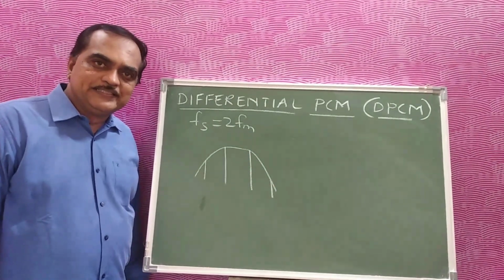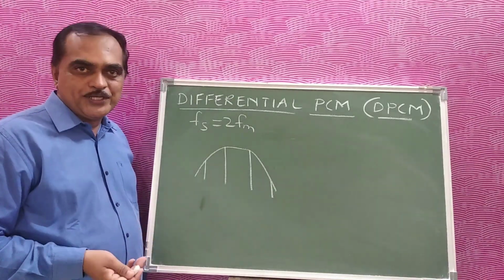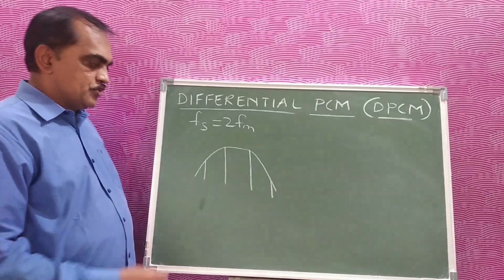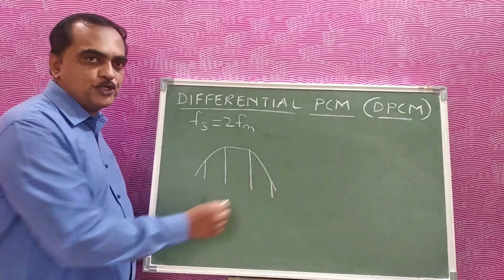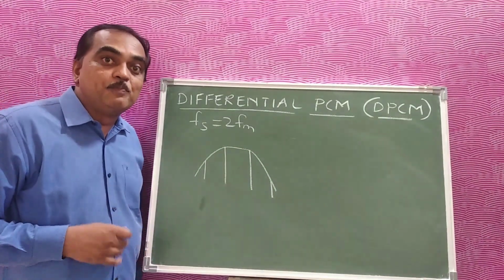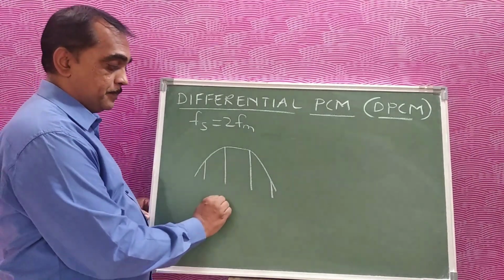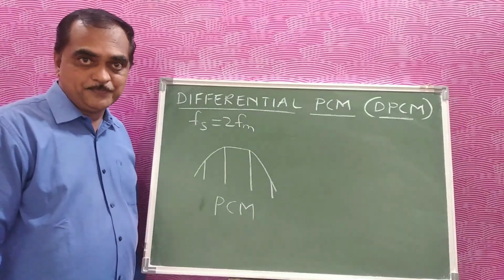And these samples you will quantize and encode into binary data, and you are going to send that sample value. Say for example, this is 1 volt, this is 2 volt, this is 2 volt, this is 1 volt. All that will be converted into binary data, and that you are going to send in your PCM, pulse code modulation, what we have seen earlier.